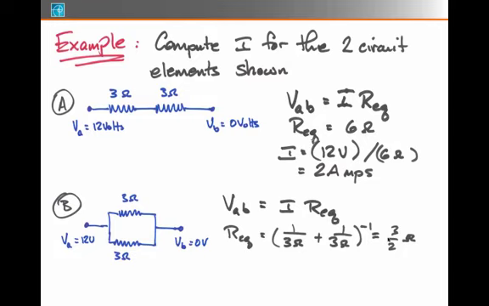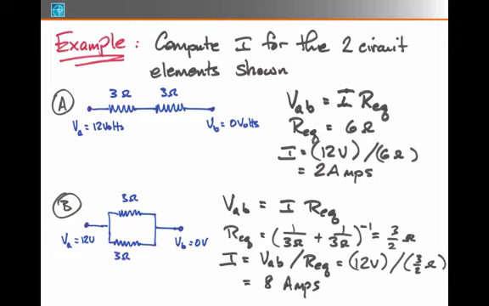Notice that's less than the original resistance of either of the two resistors by themselves. Two resistors in parallel always gives you a smaller resistance. The current flow, then, will be the voltage drop divided by the equivalent resistance, or 12 volts divided by 3/2 of an ohm. This equals 8 amps. Notice that the current flow passing through a pair of resistors in parallel is much larger, in this case, than the current flow when those same two resistors are connected in series.